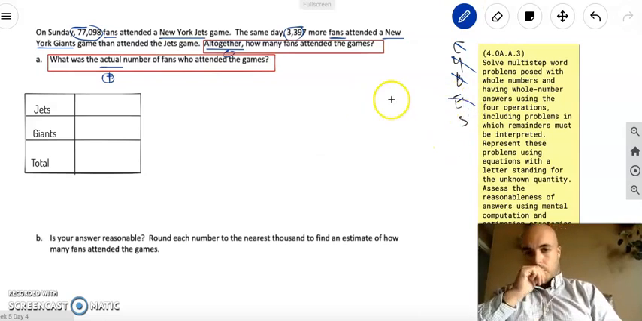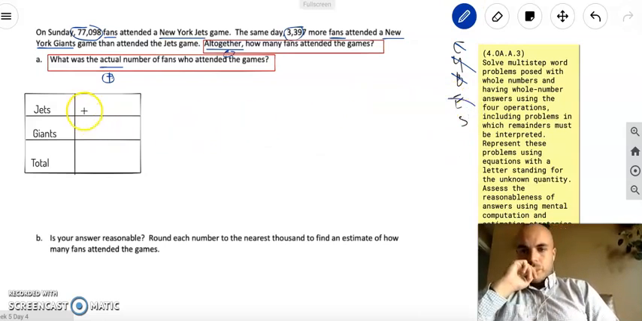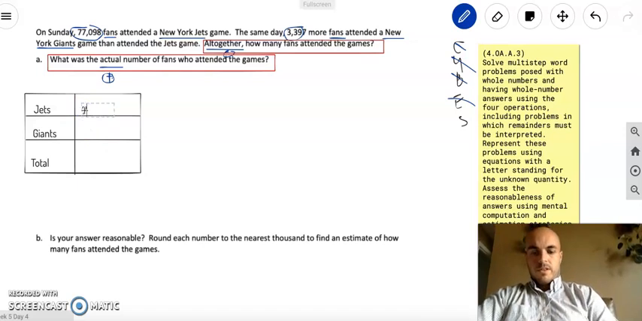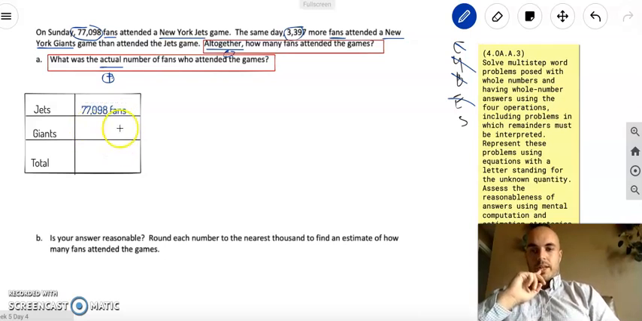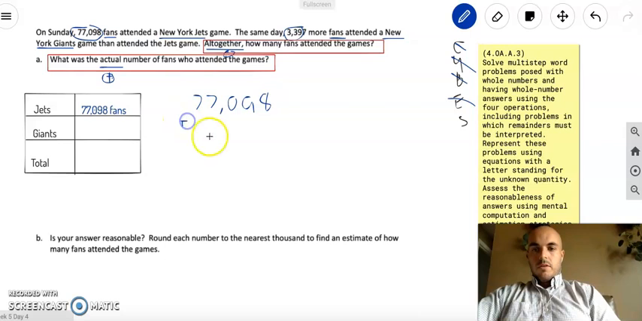Now let's solve. Let's put our 77,098 here for fans. Let's find how many were in the Giants game. So 77,098, and we're adding 3,397.